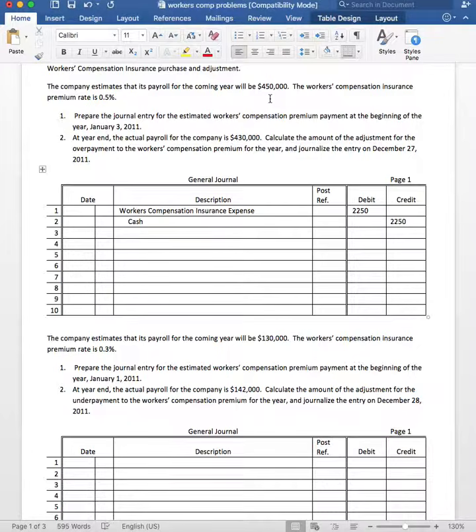Since it was an estimate of $450,000 for the payroll for the entire year, when it comes to the end of the year, we can actually now look at what our true payroll was. So true payroll was $430,000. Well, there are two situations that can arise. You can have your estimate be higher than what the actual payroll is. You can have your estimate be lower than the actual payroll is. In this case, our estimate was higher.